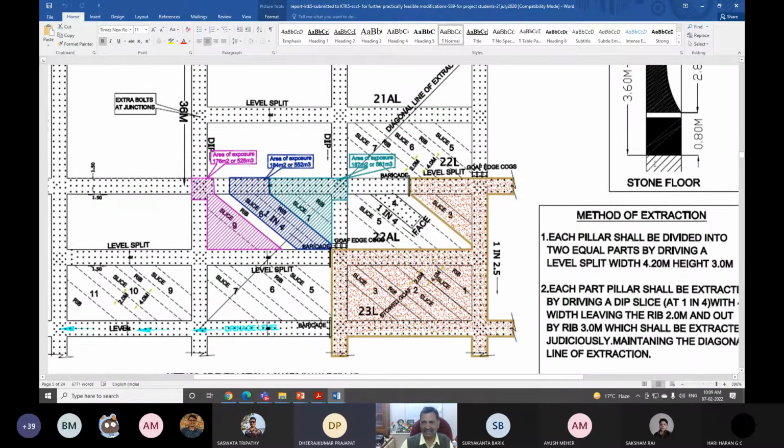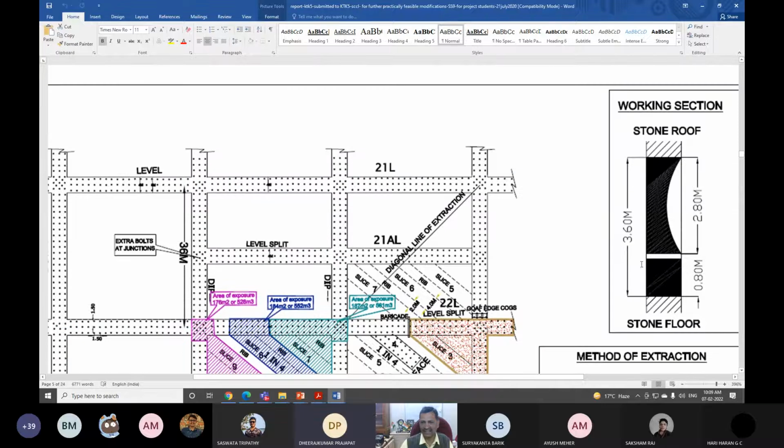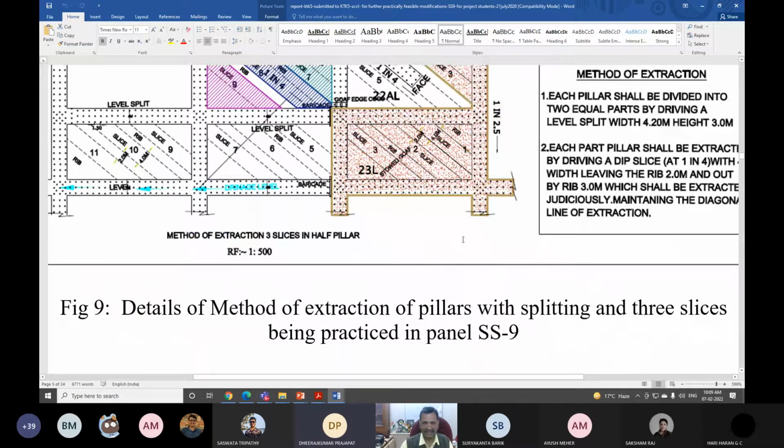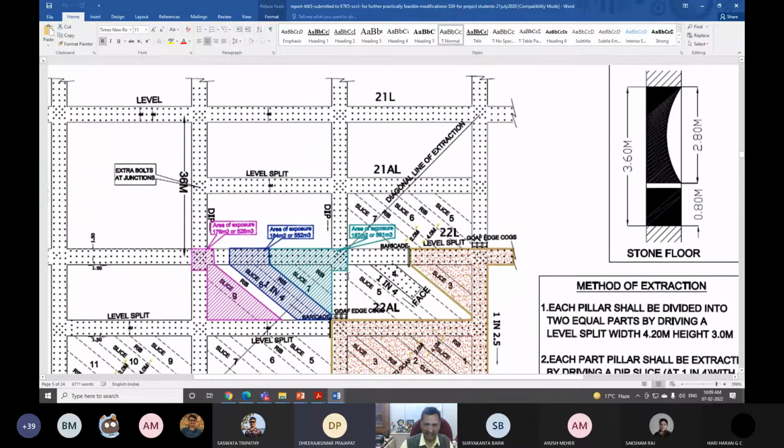Method of extraction: in the section of 3.6 meter, leaving 0.8 meter of coal in the floor, then 2.8 meter we are extracting with a sandstone roof, and the split and slice is on the apparent dip, right? It is not in the main dip direction, but in the apparent dip direction. Why it is on the apparent dip direction, I already explained to you. Other details we will go into in the subsequent classes.